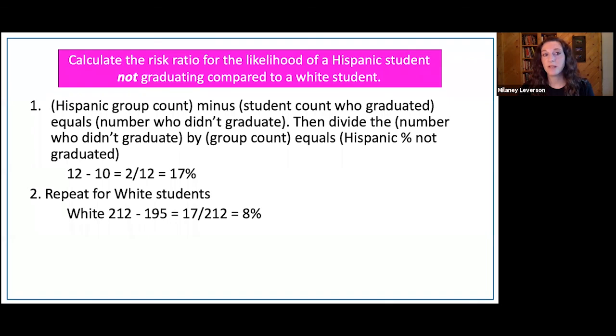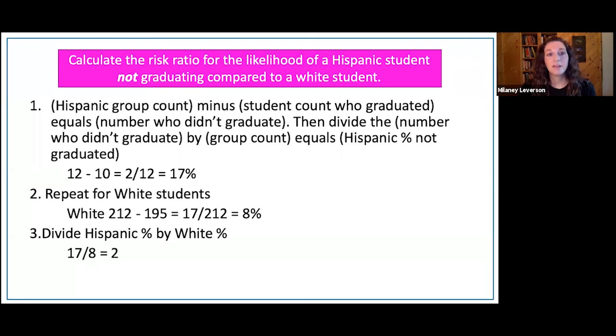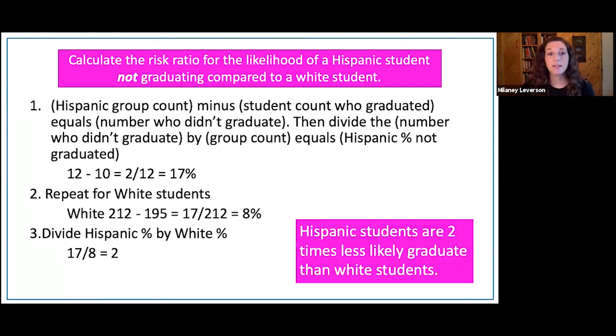And then for the denominator, we would repeat that for white students. We had a great question about this, so we'll talk about that at the end. But we have 212 minus 195, giving us 17 out of 212, which is 8%. And then finally, to calculate that risk ratio, we would divide that first percentage by the percentage of white students not graduating, and we would get a risk ratio of 2. So when we pull all that together, we can make a statement like this: Hispanic students in this example school are 2 times less likely to graduate than white students are. And that's what we're ultimately trying to get to.